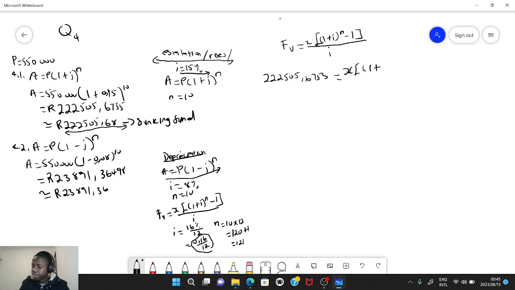I'll have (0.16 divided by 12) all to the power, we know, 1 minus 1, right? All over 0.16 all divided by 12. What do I do? I multiply by the reciprocal, right? I know it looks messy, but just to save time, I'm going to try this, right?